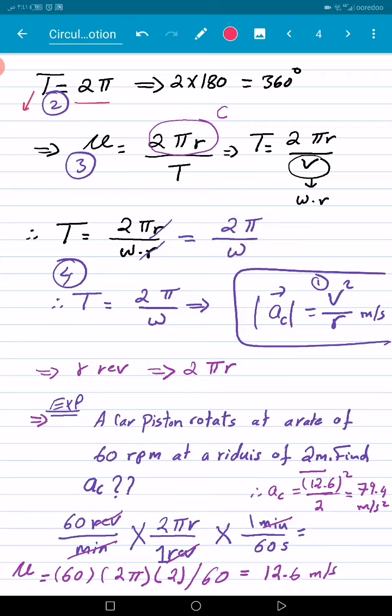It's equal to 2 pi. What is the mean of 2 pi? Pi is equal to 180, and 2 as a constant, so it's equal to 360 degrees.